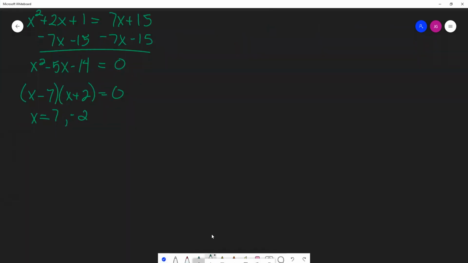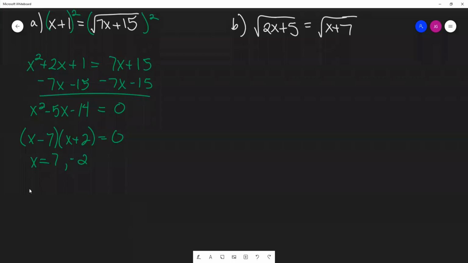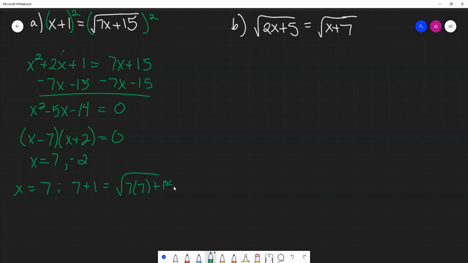If I plug in x equals 7 to the left side, I get 7 plus 1, which is 6, is equal to... actually, nix all that. I tried to give you a really cool way to think about it, but that might be too complicated. The thing you need to do is plug it into this equation and see if it's true. So 7 plus 1 is equal to the square root of 7 times 7 plus 15.